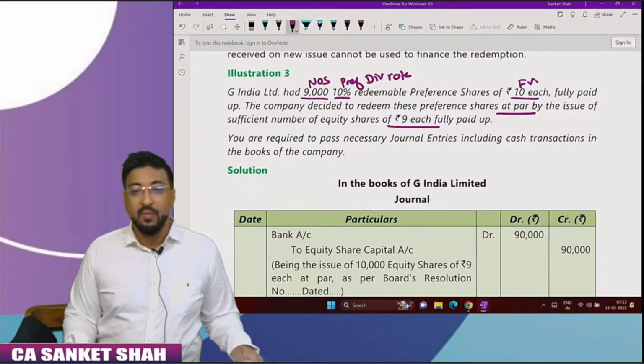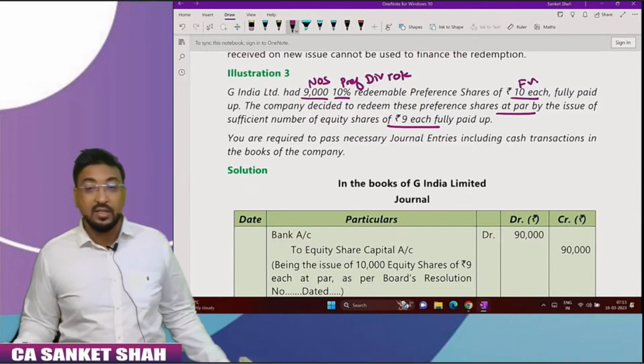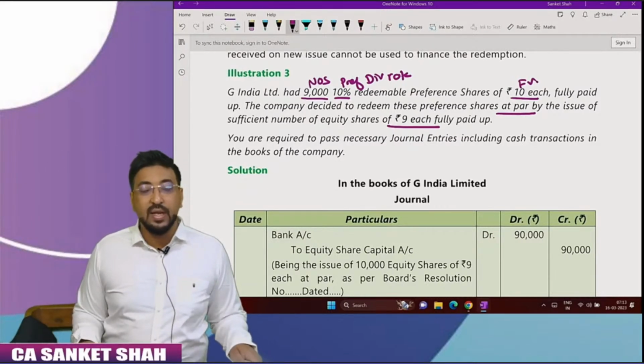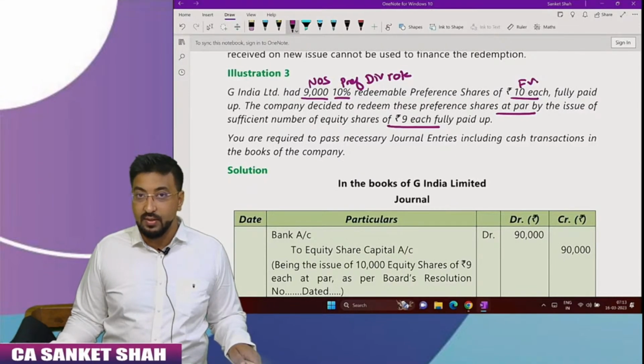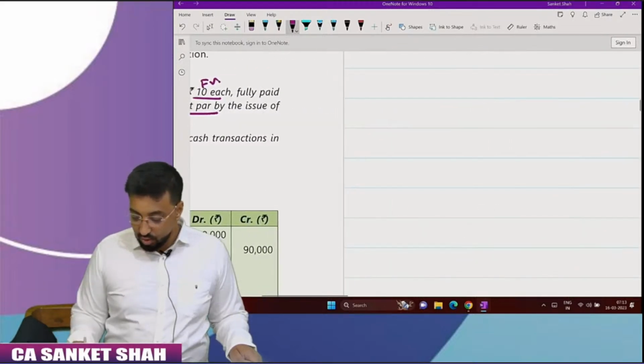But ठीक है, अभी इंस्टीट्यूट के मटेरियल में पहले ये क्वेश्चन एज अ डिस्काउंट था, but now remember as per the new Companies Act 2013, company cannot issue equity shares at a discount. Company cannot issue equity shares at a discount. Remember this.